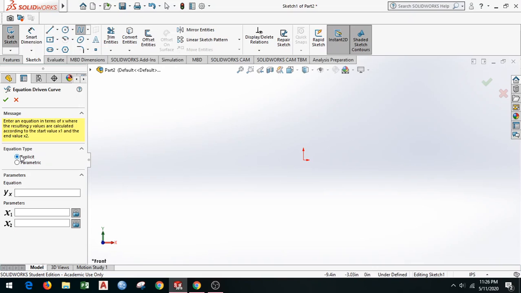So equation explicit, y of x is equal to 0.5 times, you have to use star for multiplication, x hat for square, hat for the exponent, and 2. So 0.5 star for multiplication, x hat for the power term, and 2: 0.5 x square.